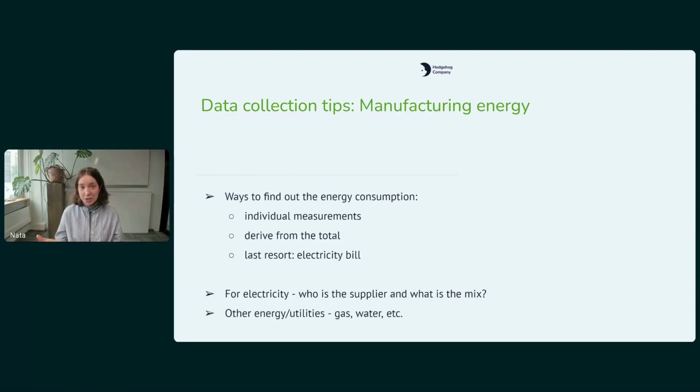When it comes to electricity, we always like to understand who your supplier of electricity is and what the mix of energy is used to produce the electricity. Because if it's gray electricity, it's going to have a very high impact, and if it's green electricity, the impact is going to be much lower. So that is very important for the results of the LCA.